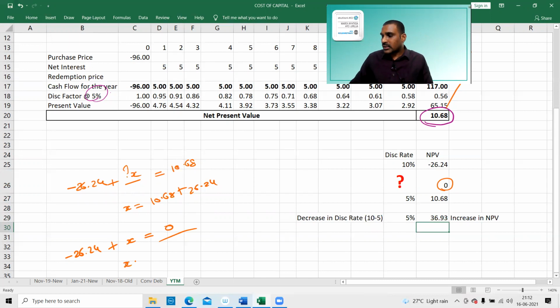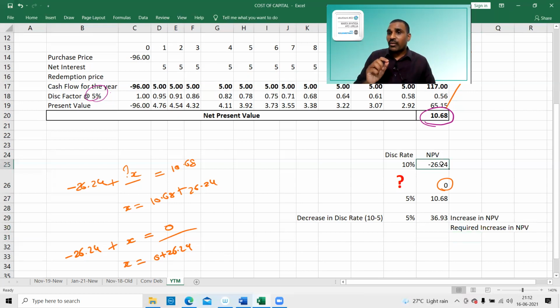Therefore, what should I do? X is equal to 0 plus 26.24. That means I should increase NPV by only 26.24. Required increase in NPV: how much do I want? Already minus 26.24 is there. I have to make it 0. That means I should increase by 26.24.